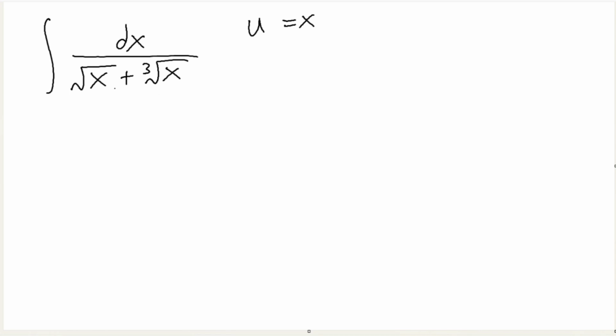To cancel out both simultaneously, we need an exponent that's a cube and a square. So that means we need 2 times 3, 6. So we use u to the power of 6, and we derive it. And now we get 6u^5 du.